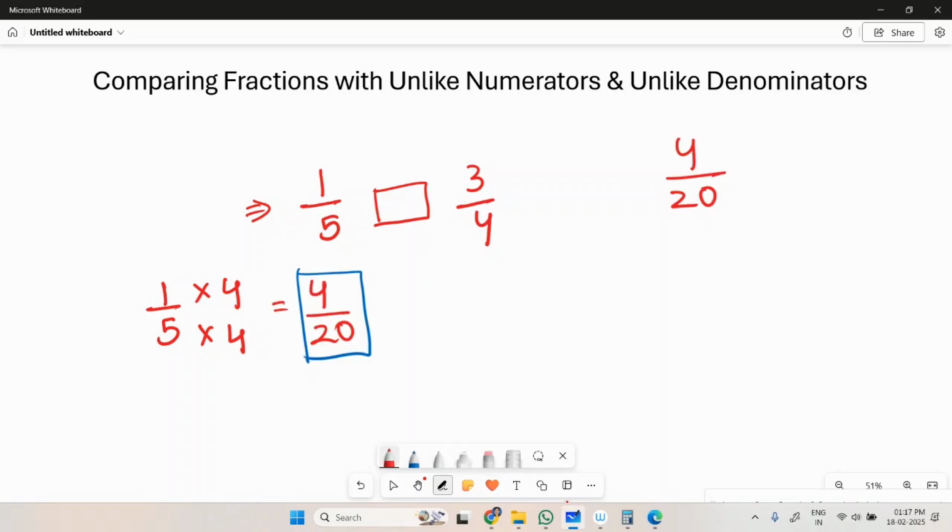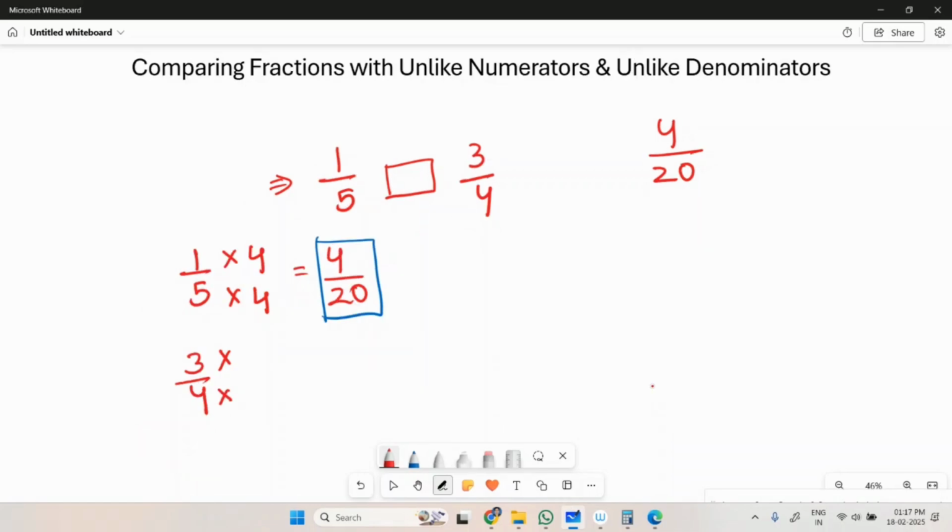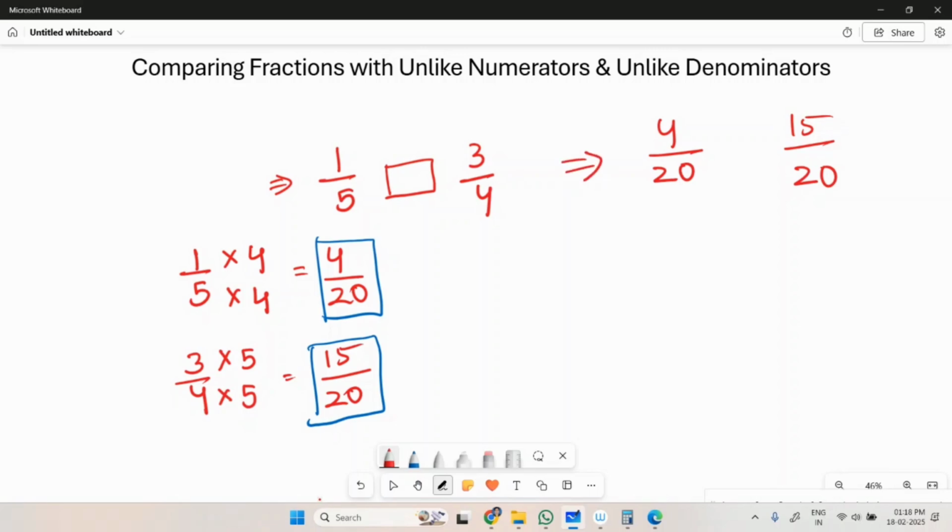Now the same way we will do the second fraction, 3 upon 4. So we will multiply the numerator and denominator by the other fraction's denominator, 5. Basically, we are multiplying by the denominators of the other fractions. So 3 times 5 is 15 and 4 times 5 is 20. Now we got another fraction with the same denominator, which is 15 upon 20. Now we converted 1 upon 5 and 3 upon 4 to the same denominators, 4 upon 20 and 15 upon 20 respectively.